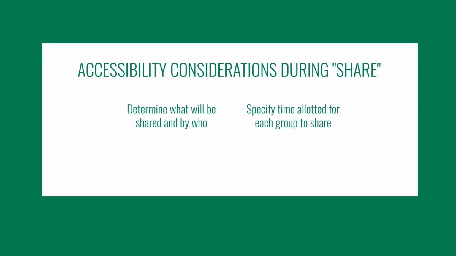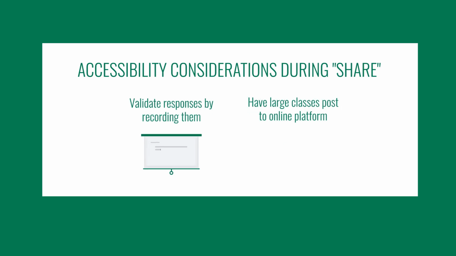Accessibility considerations during share. Give students a heads up, both written and oral, that one or both will be sharing, and state what they will be sharing. Be clear about the time allotted for each student or pair to share. Validate responses by recording them in writing or paraphrasing them.